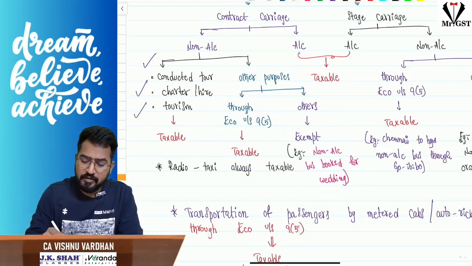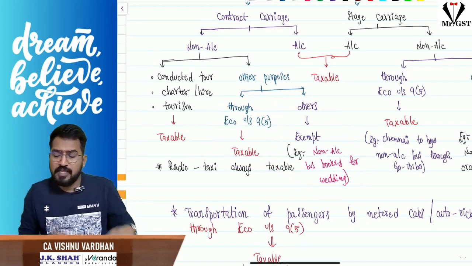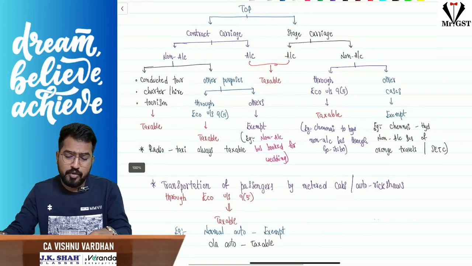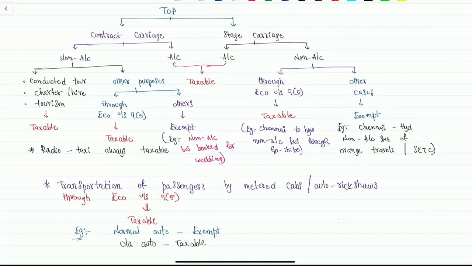So I have clearly given the flow chart and the examples also. Please make sure you are pausing the video and taking a screenshot of it or taking a note of it, whatever you want. But this is the whole picture. If you see contract carriage, non-AC, AC. If you see non-AC, as we have discussed, conducted tour, charter or hire or tourism purpose, taxable. If it is through a 9 subsection 5 e-commerce operator, then it is taxable. In all other cases, it is exempt.